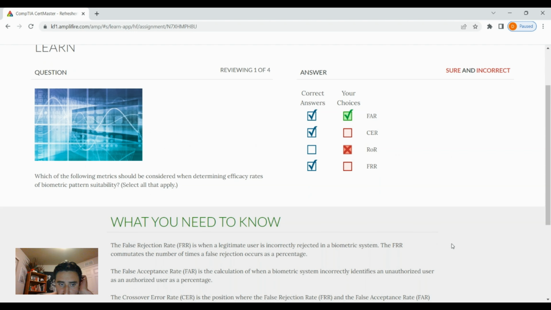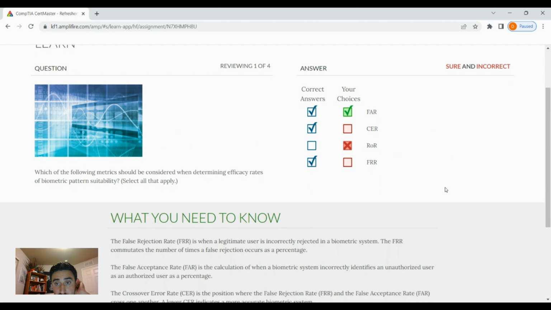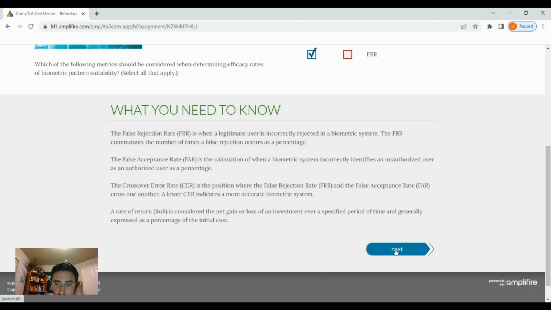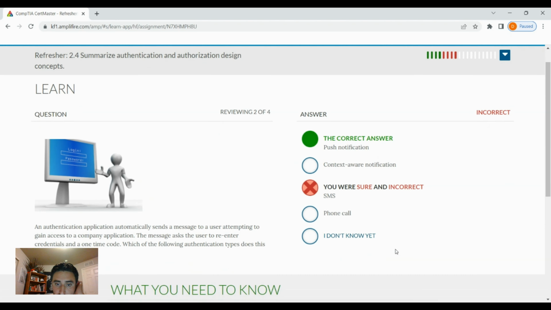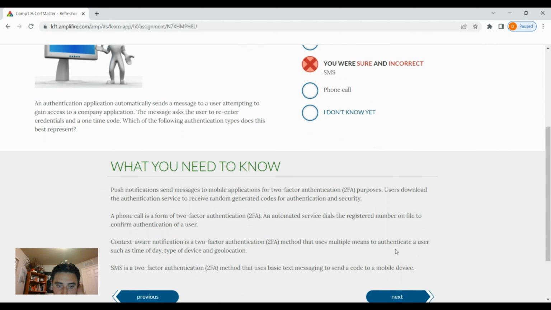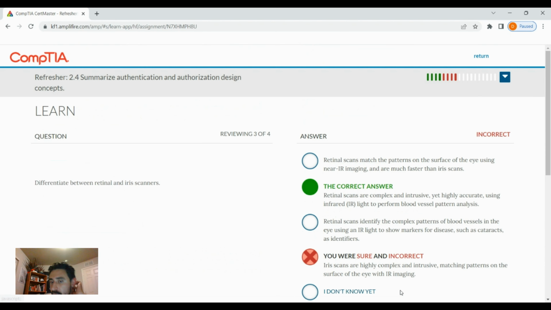Which of the following metrics would be considered when determining efficacy rates and biometric pattern sustainability? Suitability, FAR, which is false rejection rate, or excuse me, false acceptance rate, as well as the false rejection rate and the crossover error rate. Crossover error rate. Okay. A push notification sends a mobile application for two-factor authentication. Users download the authentication services, random generated codes for authentication security.